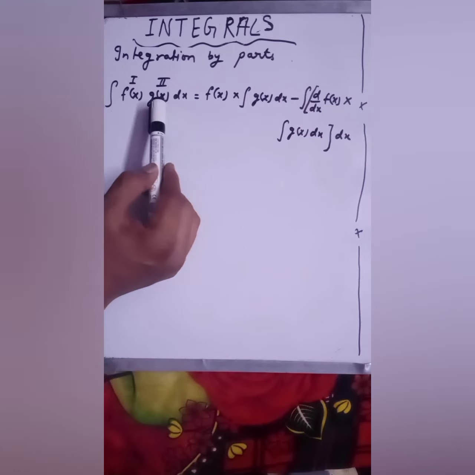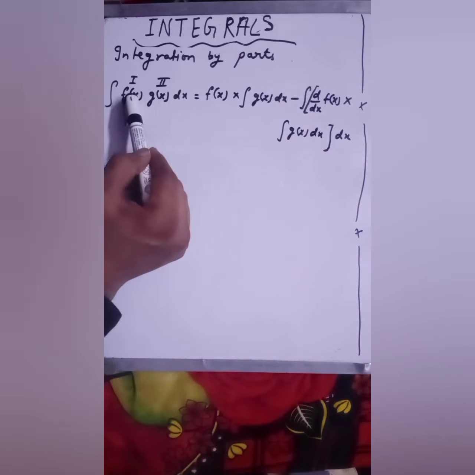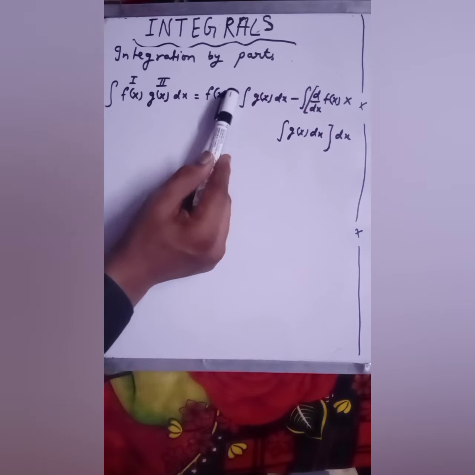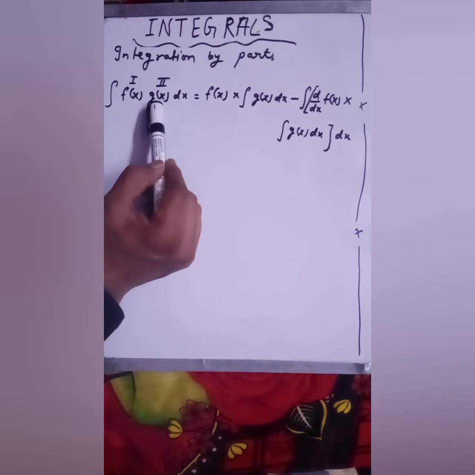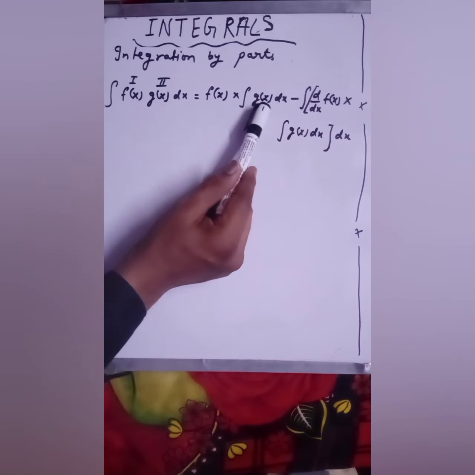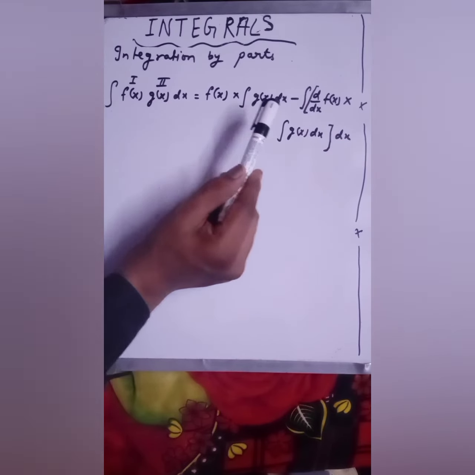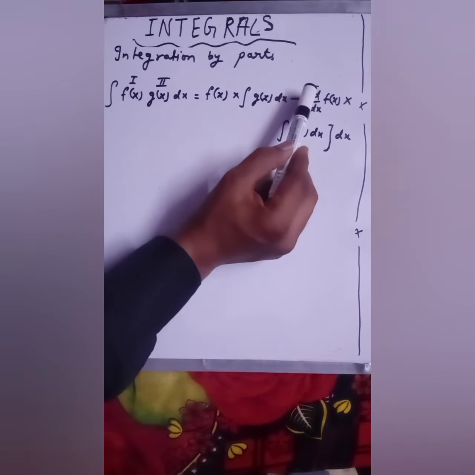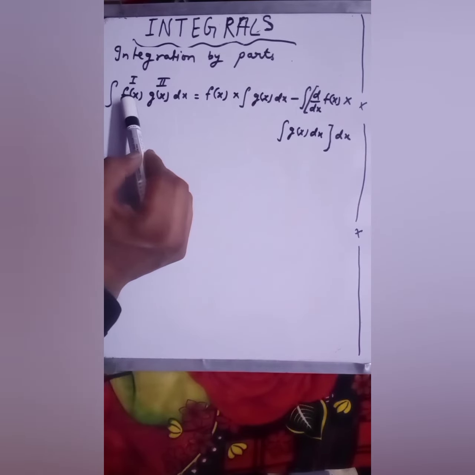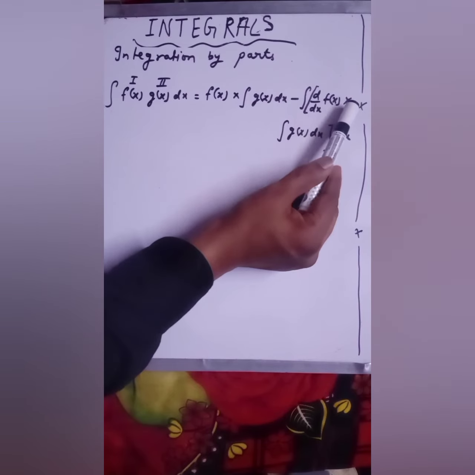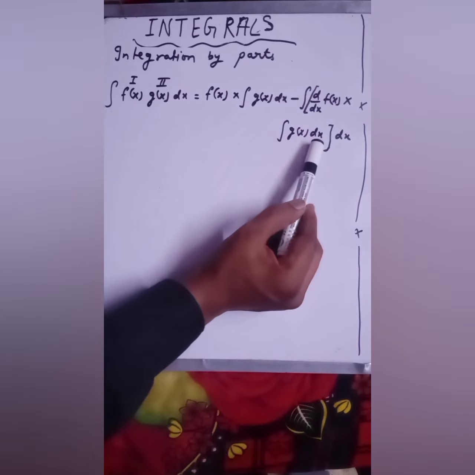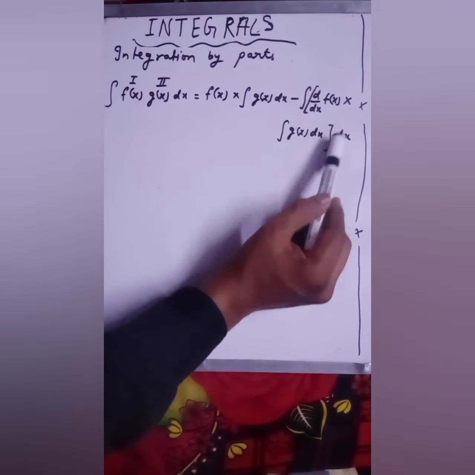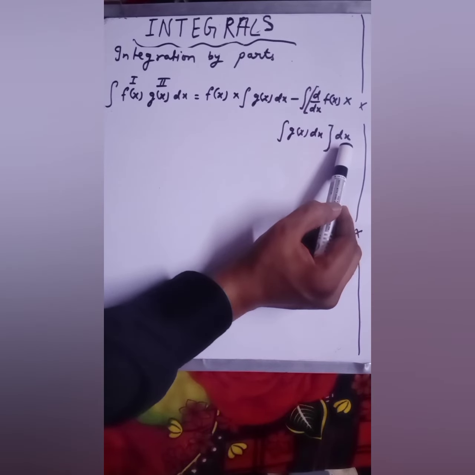So your formula is: the first function, that is f(x), will remain the same, into the integration of your second function, g(x), minus the integration of the derivative of the first function into the integration of the second function. This is the formula which you will use.